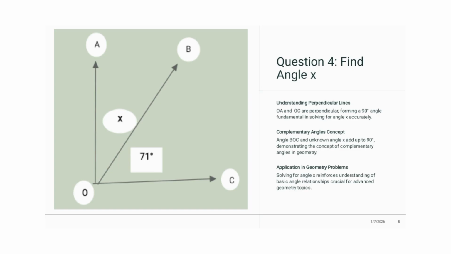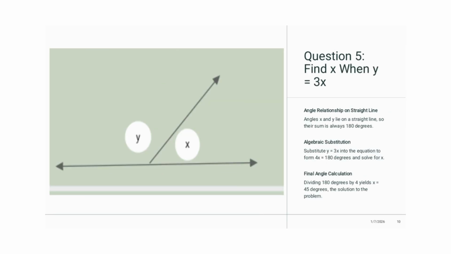This problem highlights the importance of understanding perpendicular lines and complementary angles in geometry. Such concepts are foundational for more advanced topics like trigonometry and coordinate geometry. By solving this question, students reinforce their ability to apply basic angle relationships to determine unknown values accurately.